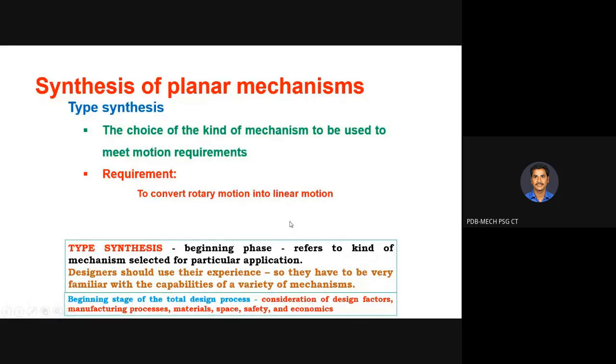Next we move on to types of synthesis, which is used in planar mechanisms. As I indicated in the very beginning class itself, we are going to concentrate only on planar mechanisms. Spatial mechanisms, if time permits, we will touch upon at the end. And in planar mechanism synthesis, the first classification is type synthesis. So what is meant by type synthesis? Read the definition and understand: the choice of the kind of mechanism to be used to meet the motion requirements. So we have certain motion requirements.